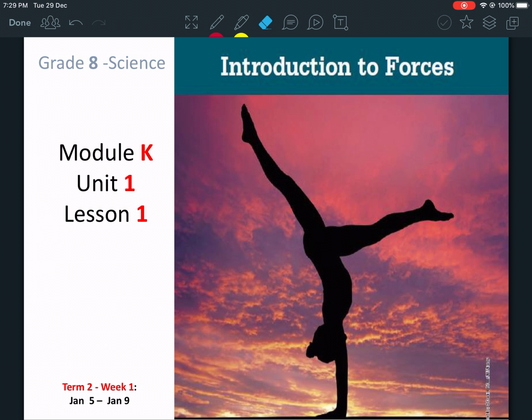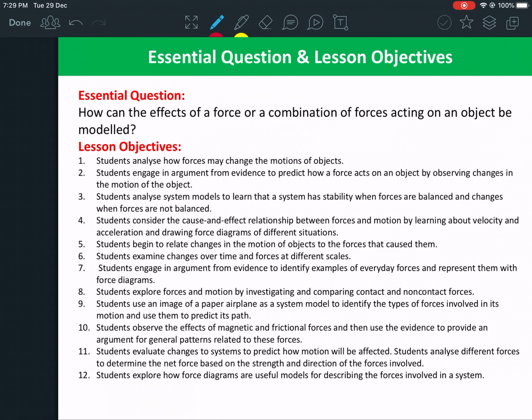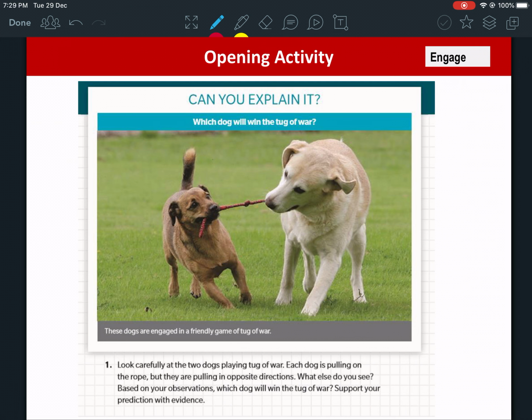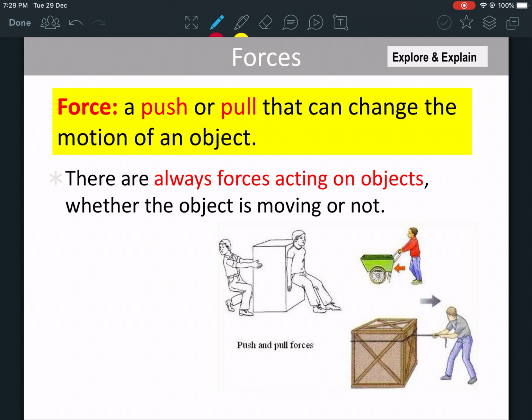That's part of physics. Now, this is Module K, Unit 1, Lesson 1. And today we're going to be talking about... What is a force? So first of all, what is a force?